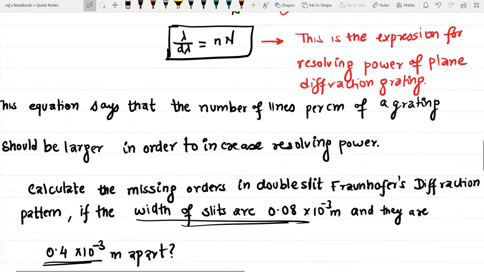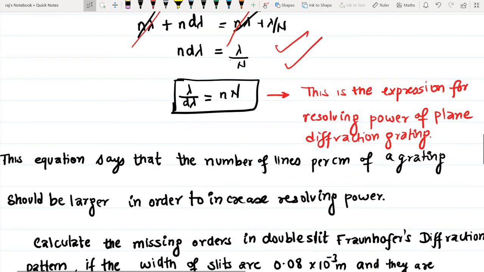So this equation says that the number of lines per centimeter of grating should be larger in order to increase the resolving power. Okay, so the resolving power is directly proportional to n. If the number of lines per centimeter of grating are more, then my resolving power will be better. Okay, now we will solve some numericals also.